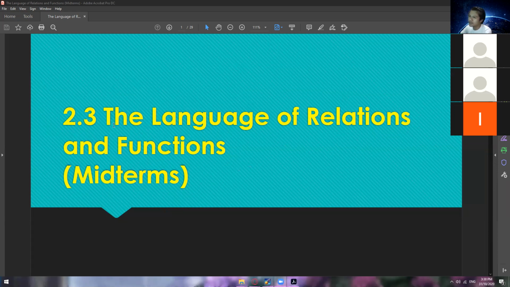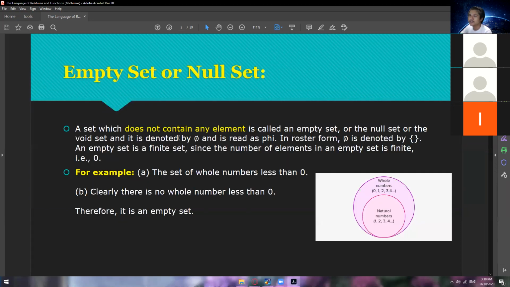Okay, so the topic today is the language of relations and functions. Okay, let's start. So let me just discuss the basic types of sets. The first thing that you need to know is the empty set or null set. So, napakasimple lang, okay? Huwag nyo nang pahirapan. When we say empty set or null set, it is a set that doesn't contain anything. Okay? Walang element or wala kahit ano na meron dun sa loob na yan.